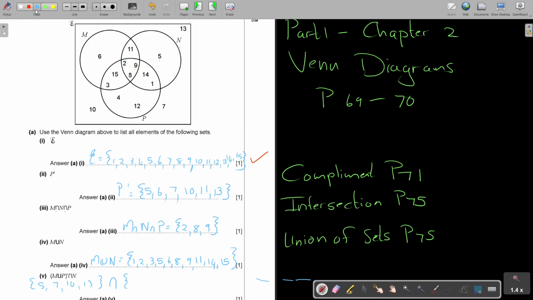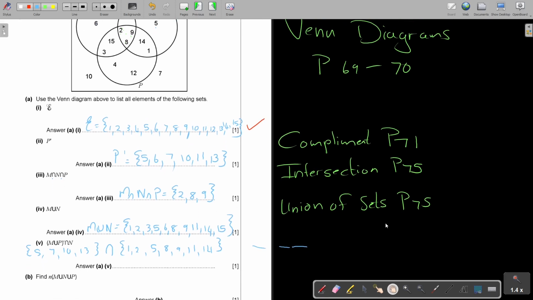So basically, now I'm just going to get all the elements of N, and it's quite a lot. So it's 1, 2, 5, 8, 9, 11, and 14. And now I must check what is in both. The only one that I can see that is in both looks like 5. And so I'm just going to say, okay, so bracket M union P complement intersection N, but that is 5. I think if you just write 5, that will be correct.